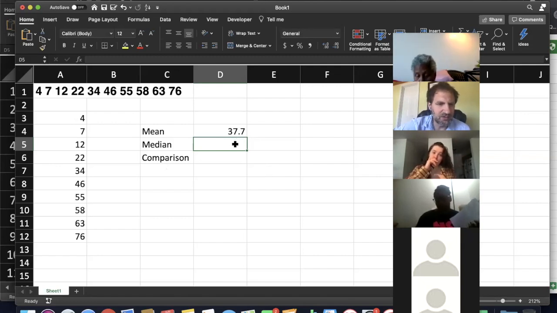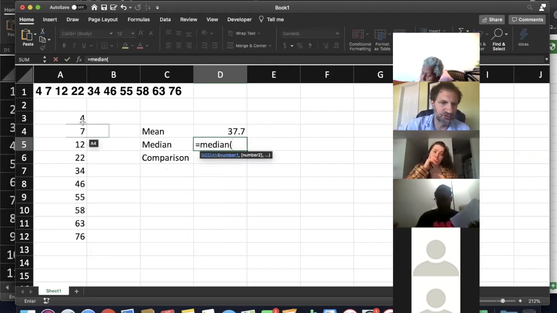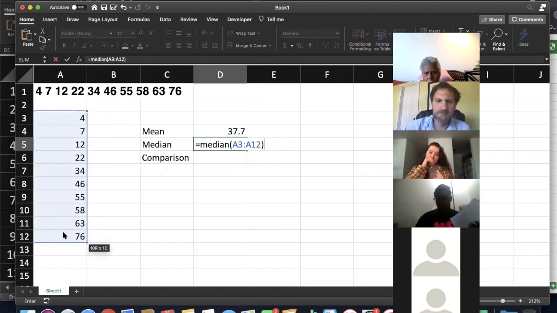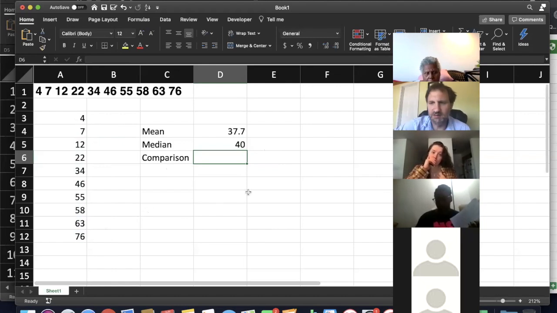The median here would just be, again, we circled the two numbers in the middle, but I can just tell Excel, hey, look at all of these numbers and tell me what the median is. And 40 is the number that's halfway between 34 and 46. So if I take 34 plus 46, that's 70. Sorry, 34 plus 46 is 80, and then I divide by 2, and that's 40. That's where the median comes from.